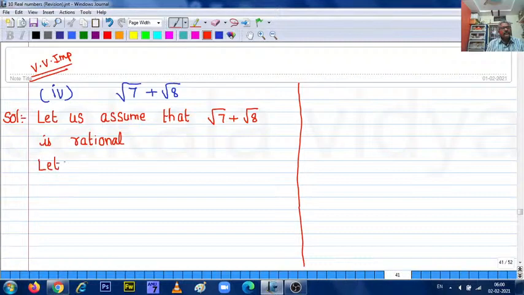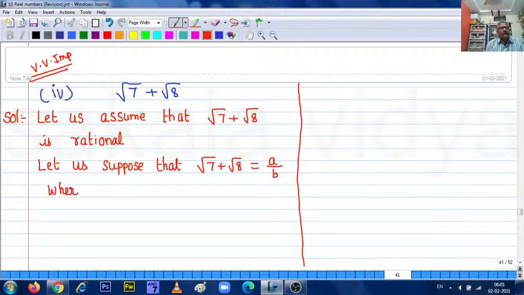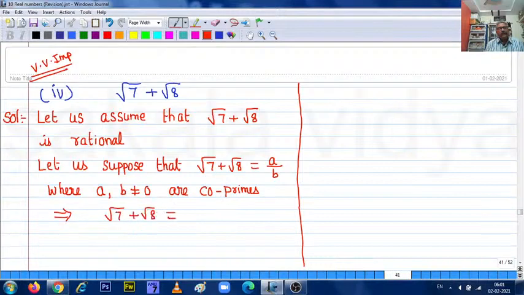Let us suppose that root 7 plus root 8 equals a upon b, or a divided by b, where a, b not equal to 0 are co-primes. Co-primes means HCF is 1, highest common factor is 1. Now once again consider root 7 plus root 8 equals a upon b.